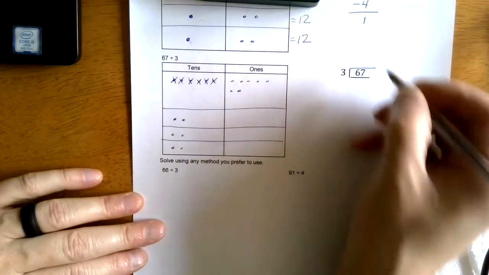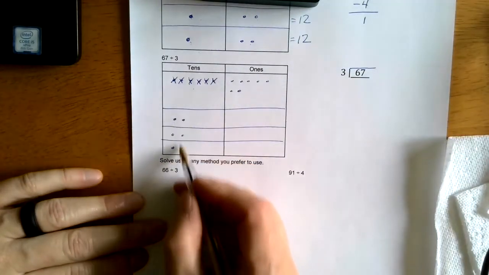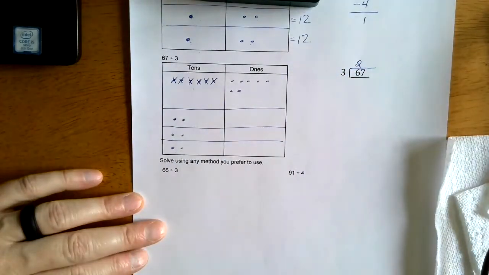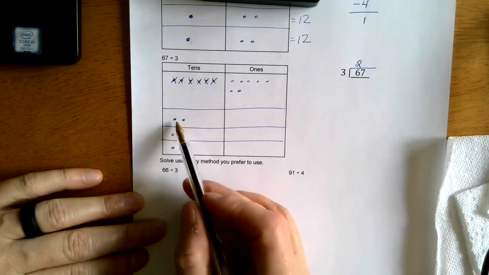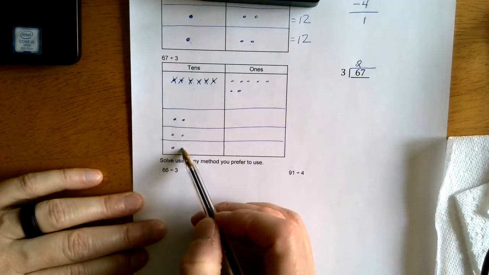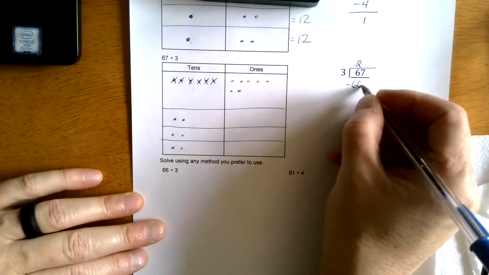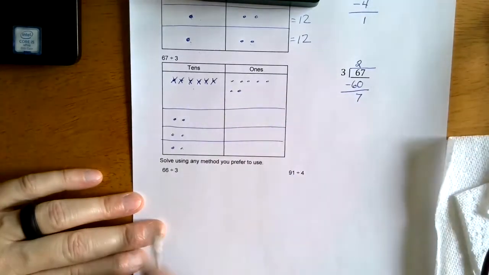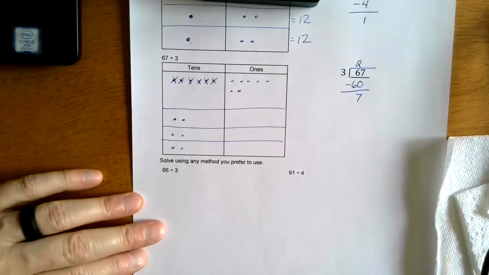So I come over here. And how many 10s are in each group? 2. So that goes above my 6 because it's in my 10s place. And if I count my 10s, I have 2, 4, 6. So 6 10s equals 60. So I subtract 60 from 67. And I have 7 1s left. And that's what I have over there.